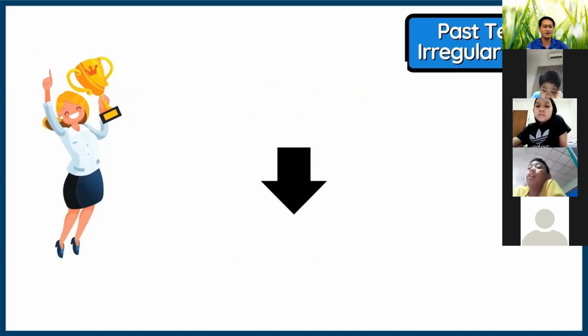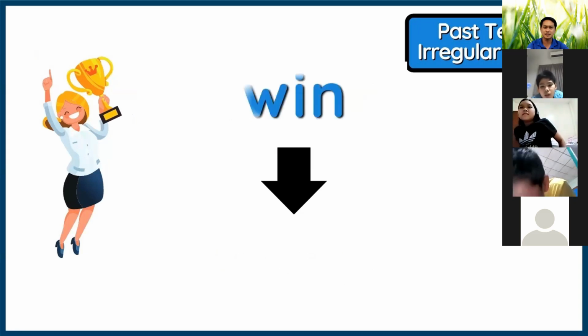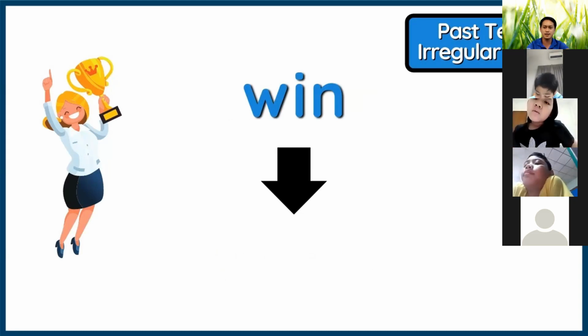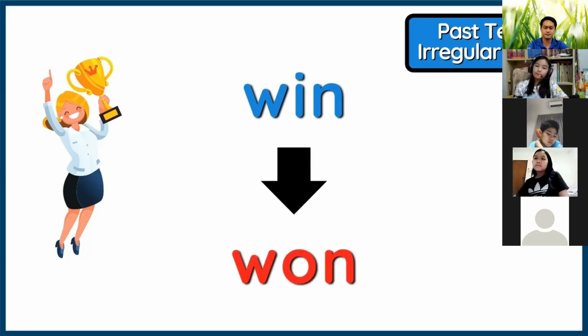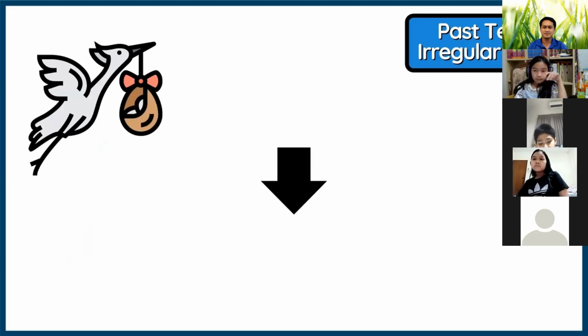Win. Very good. How do we spell the word win? W-I-N. Okay, very good. And what is the past tense for the verb win? Won. How do we spell won? W-O-N. Okay, W-O-N. Next word starts with letter B.